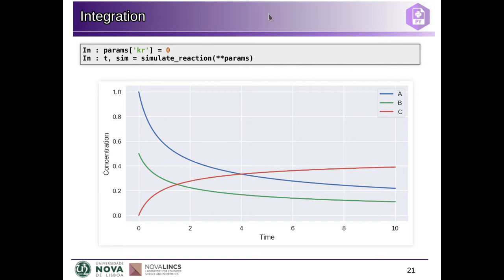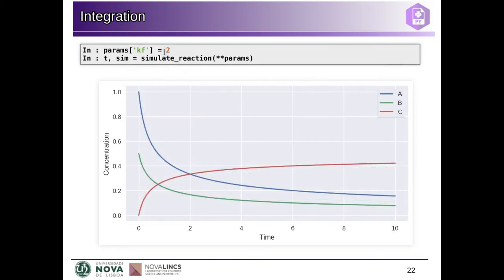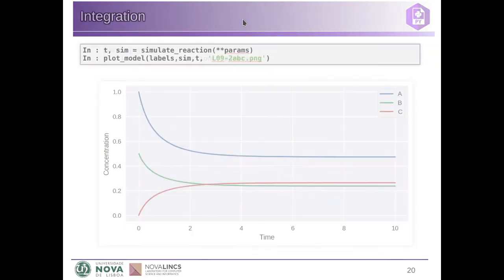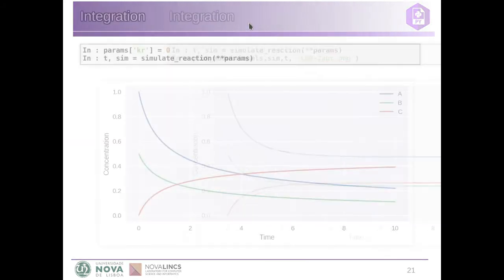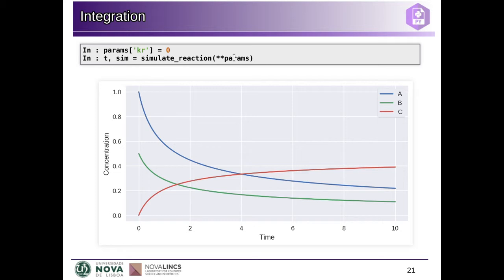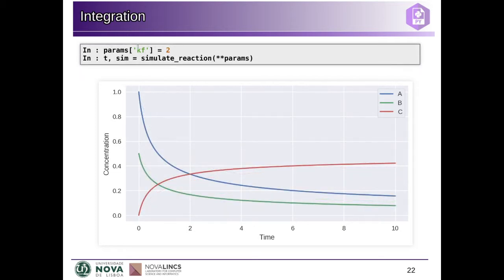And we can also change, for example, the forward kinetic constant, which initially was 1 when we created it here, but now we keep everything else the same. So the reverse one is at 0, stays at 0. The forward one we increase to 2, and now we can see how the plots change.